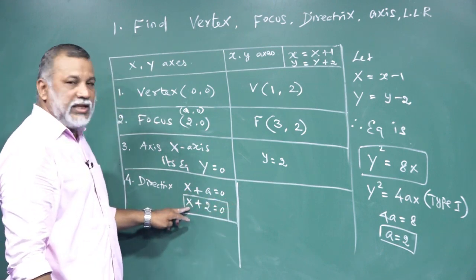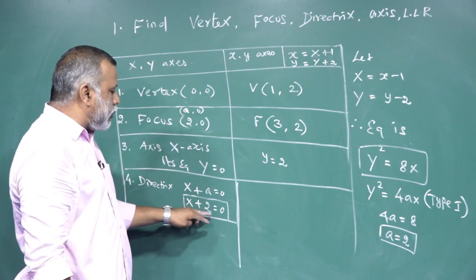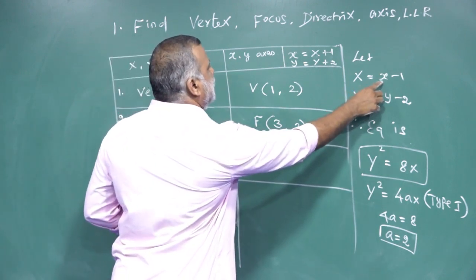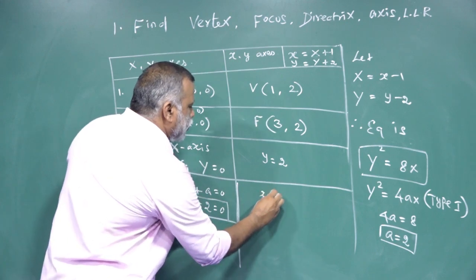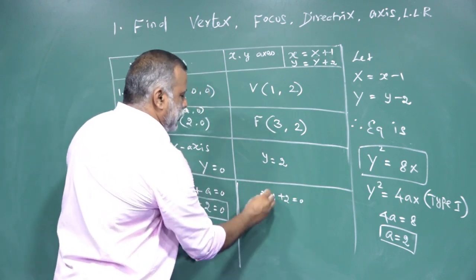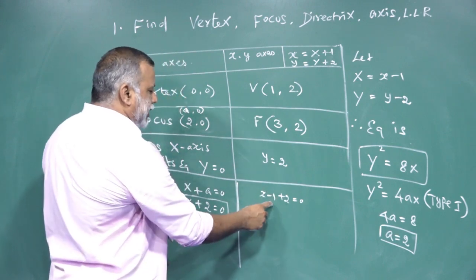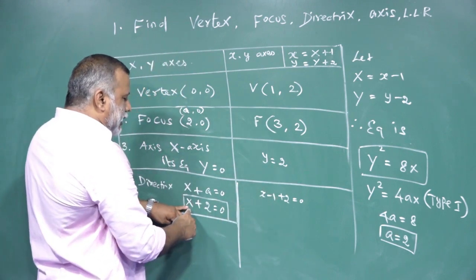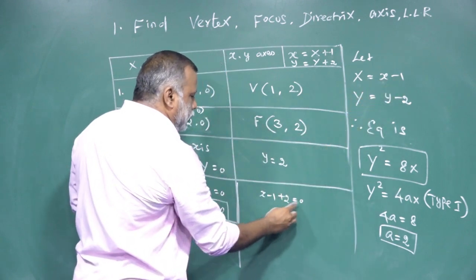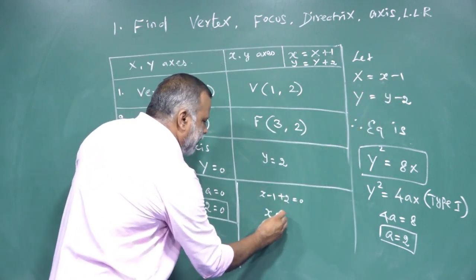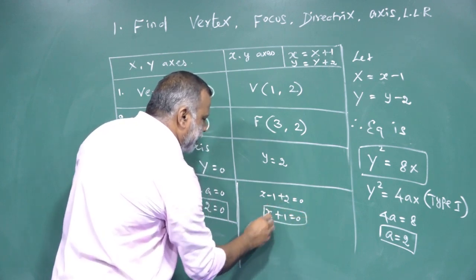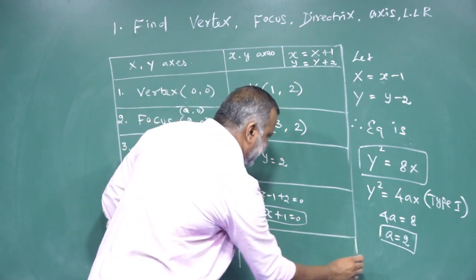Now we have to convert this one. Capital X plus 2 equal to 0. Instead of capital X, we already have the value x minus 1, then plus 2 equal to 0. This capital X is replaced by x minus 1, and we already have plus 2. Simplifying this equation, we get x plus 1 equal to 0. This is the equation of the directrix.